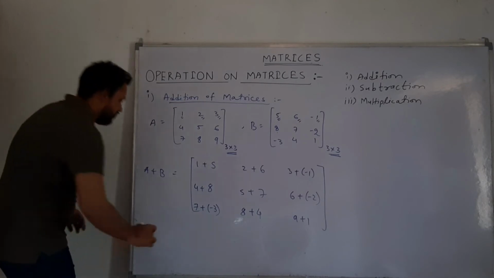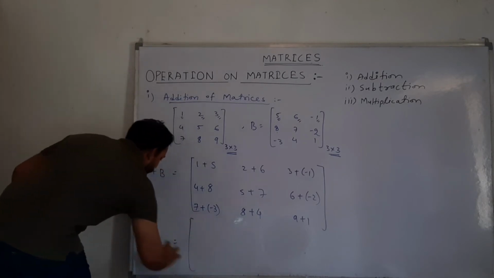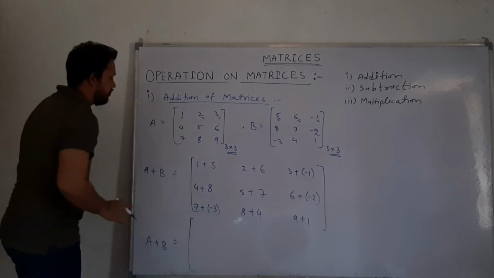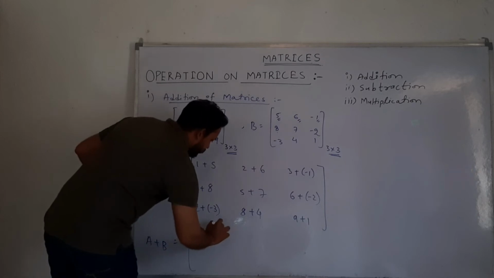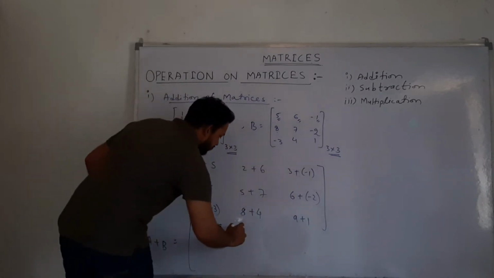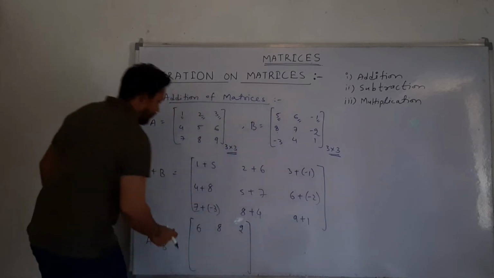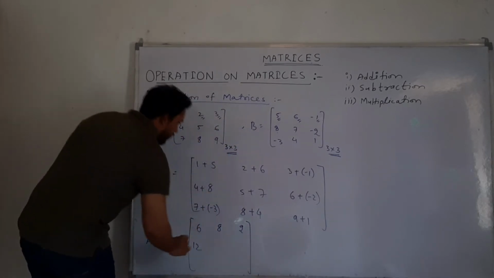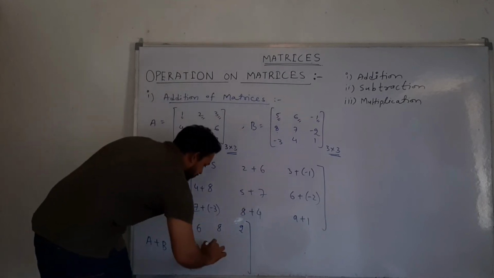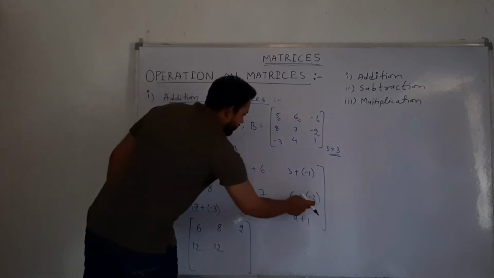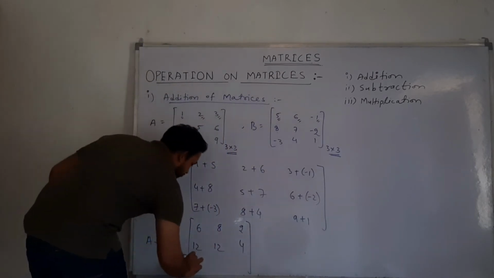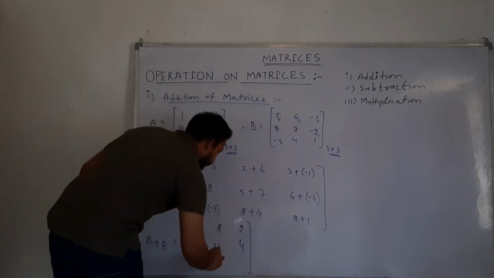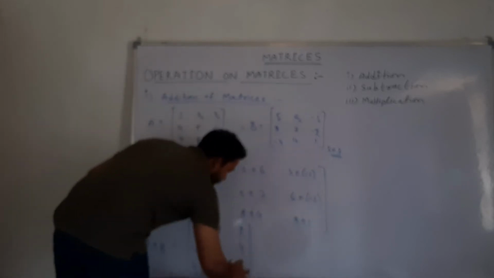Let's solve this matrix. So finally we are going to get A plus B is equal to: 1 plus 5 is equal to 6, 2 plus 6 is equal to 8, 3 minus 1 is equal to 2, 4 plus 8 it is 12, 5 plus 7 again we are getting 12, 6 minus 2 we are getting 4, 7 minus 3 again we get 4, 8 plus 4 we will get 12, 9 plus 1 it is 10.